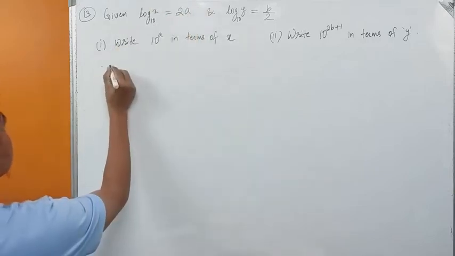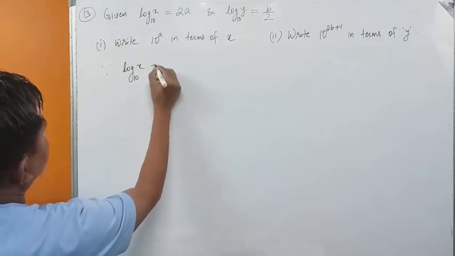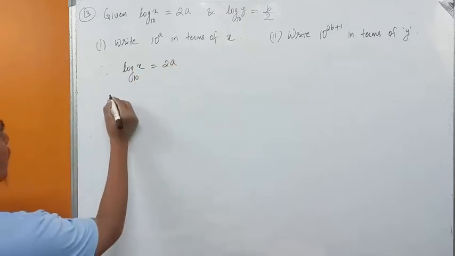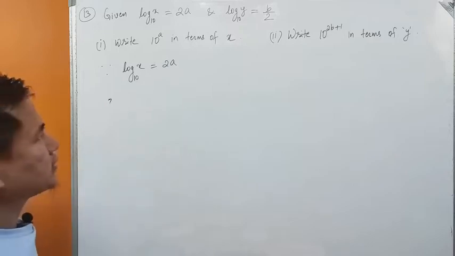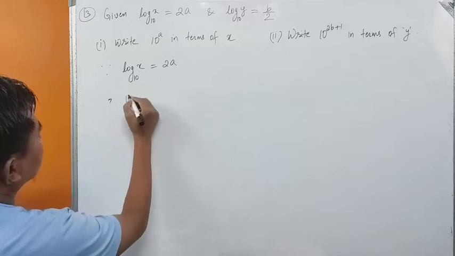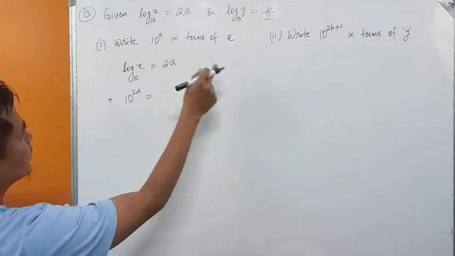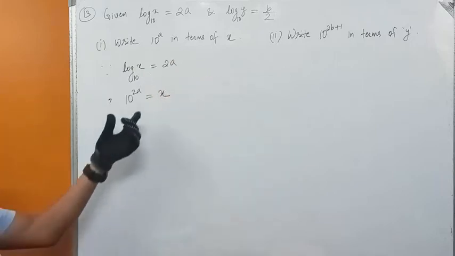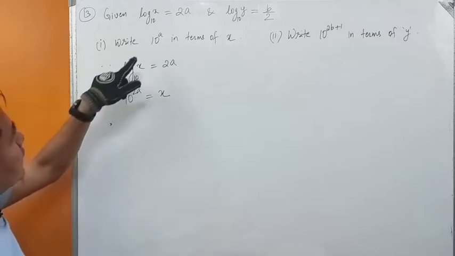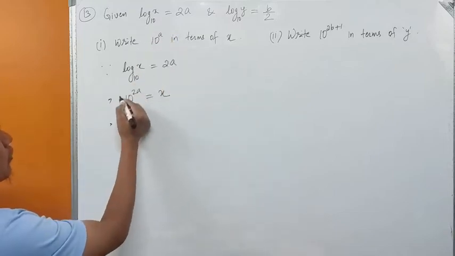Since the given condition is log x to the base 10 equals 2a, isn't it? This is the given equation. Now we convert this logarithmic equation to exponential form. So this is 10, base 10, to the power 2a equals this x, we take it to the right hand side. Now this is converted to exponential form, okay? Now we need 10 to the power a, isn't it? Only 10 to the power a, but we have 10 to the power 2a here.